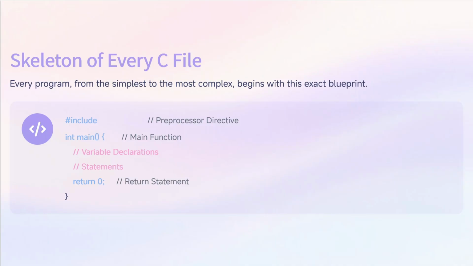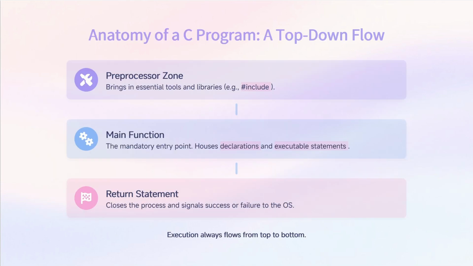Every C program, from the smallest to the most complex, follows the same structure as shown on the screen. Here's what's happening here. The preprocessor zone brings in essential libraries like stdio.h. The main function is the mandatory entry point of every program. And finally, the return statement signals success or failure to the operating system. Remember, execution always flows from top to bottom.